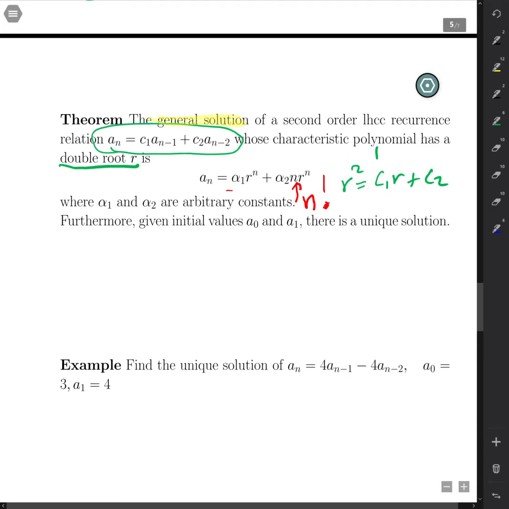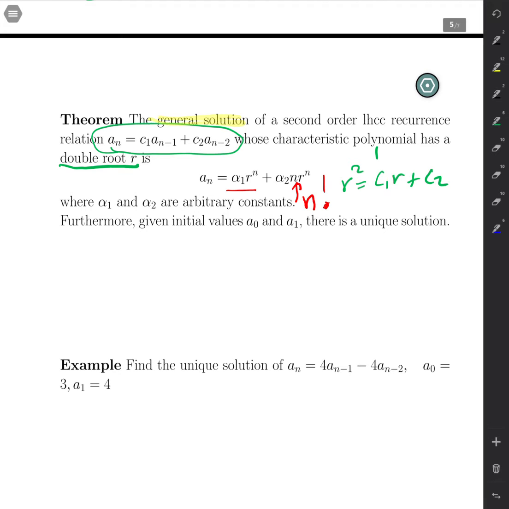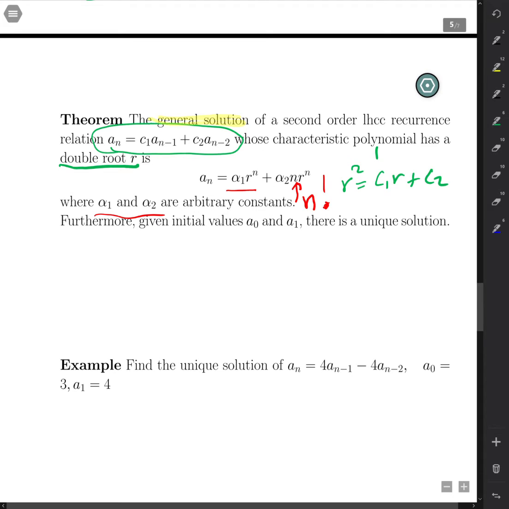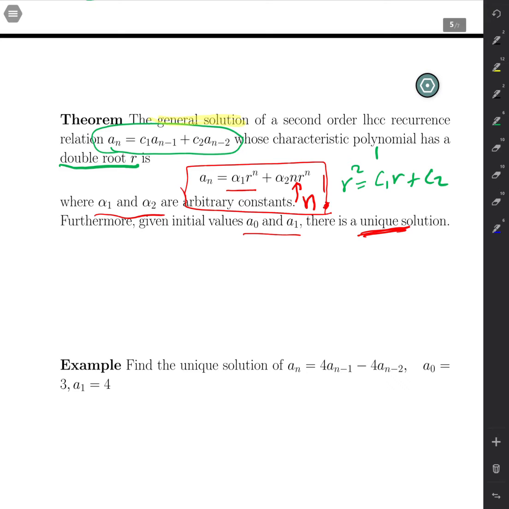Okay, so it has alpha 1 r to the n, like it did before, but now alpha 2, it's not just r to the n, it's alpha 2 n r to the n. You might think, wow, where the heck does that come from? I am not going to go into this in great detail, but I will give you an indication of where it's coming from. Again, alpha 1 and alpha 2 are arbitrary constants in this solution. And if you have two initial values, a0 and a1, then there is a unique solution. But the above in the box is the general solution, all the possible solutions. So where in the world does this n come from?